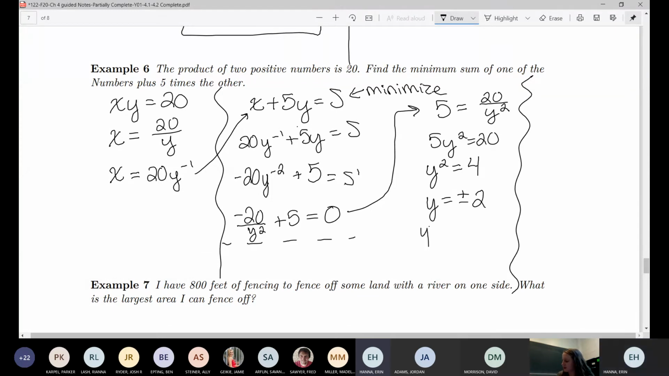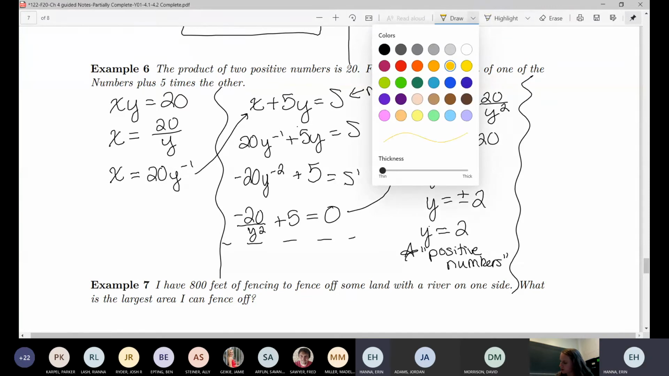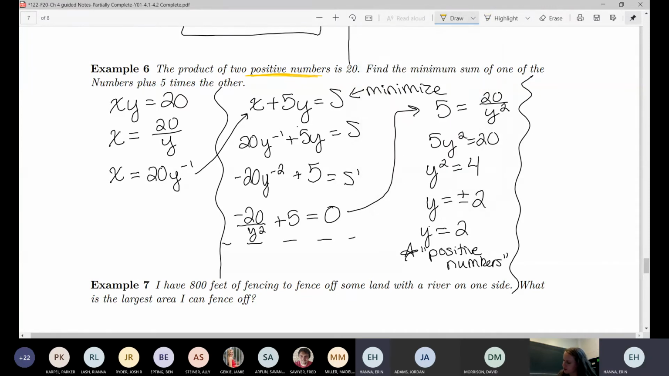Now, I only need to care about the positive, because we're told positive numbers in the original statement of the problem. So in the original problem, it says the product of two positive numbers. So even though square rooting would get me a positive and a negative, I only care about the positive case because we're only working with positive numbers.